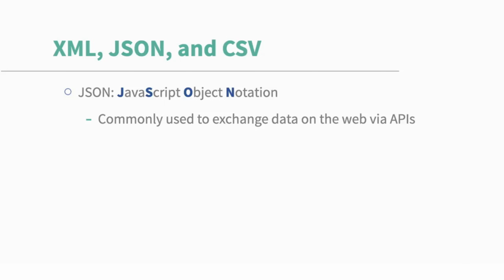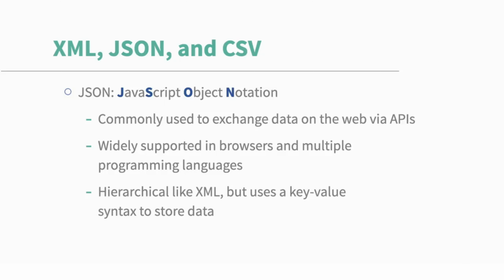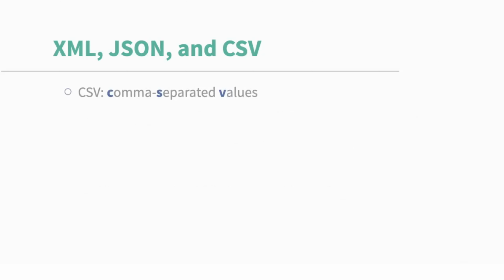For example, you might have a program that retrieves weather data from a weather service, and that data might be provided as JSON. It's widely supported, just like XML, across all modern browsers and most of the common programming languages. In some ways, it's very similar to XML in that it is hierarchical, but it's not as rich and human-readable as XML is.